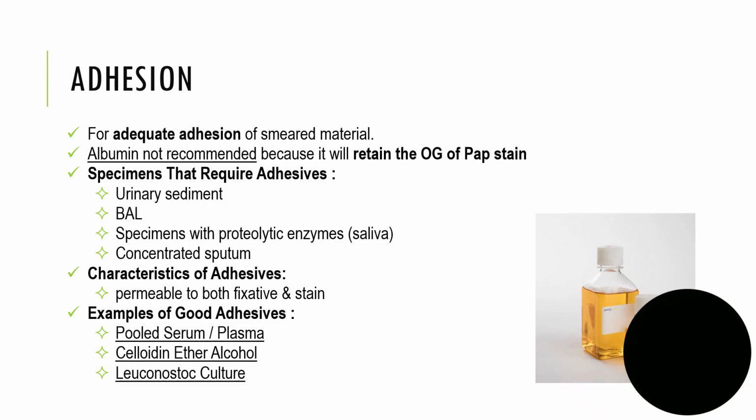Now, you might wonder, why not just use albumin for everything? Well, albumin is not recommended for specimens that will be stained with Papanicolaou stain because albumin retains the orange-green or the OG component of the Pap stain, leading to background staining that can obscure cellular detail.